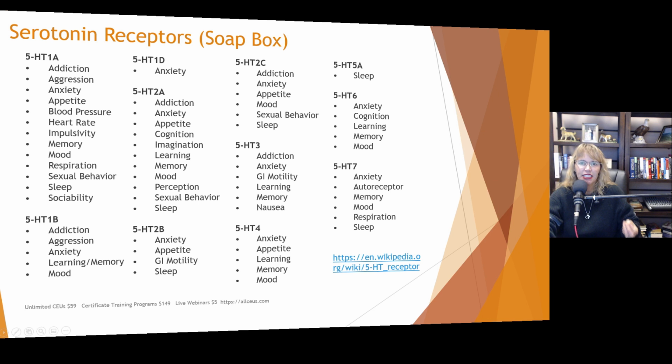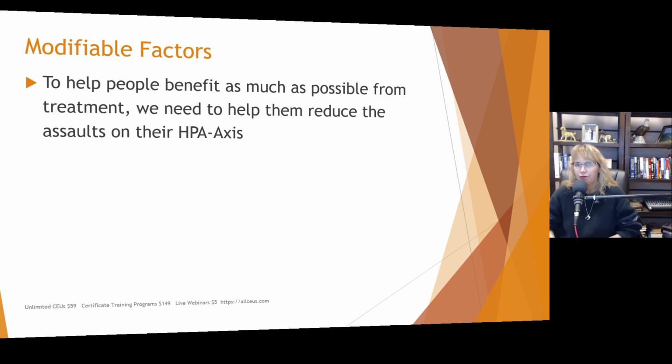I mean, everything from addiction to aggression, anxiety, blood pressure, cognition, memory, GI motility, sexual behavior. I mean, it does everything. So if the serotonin system is being altered because the HPA-Axis is dysfunctional, then you may start having a lot of not only emotional, but also behavioral and physiological symptoms.